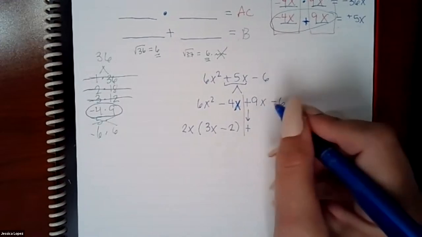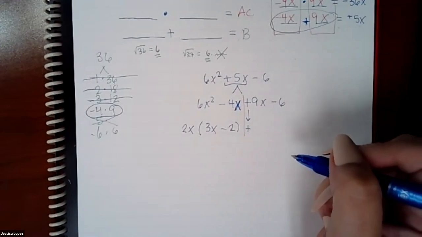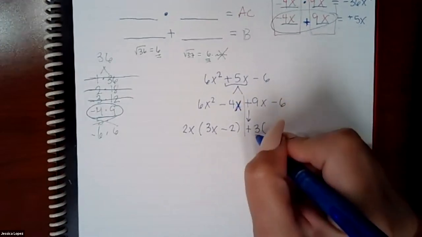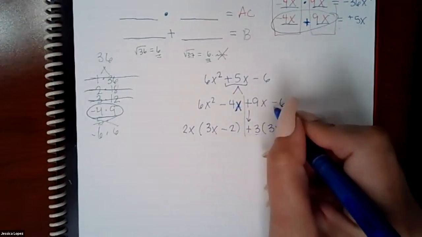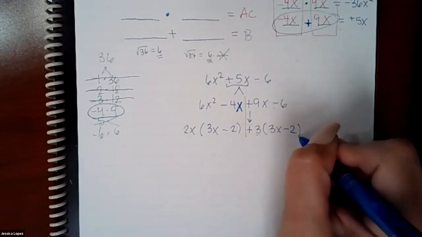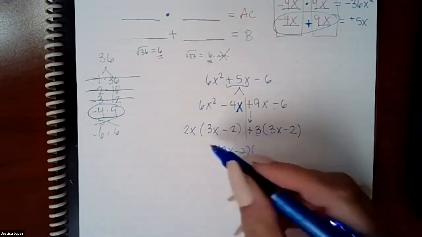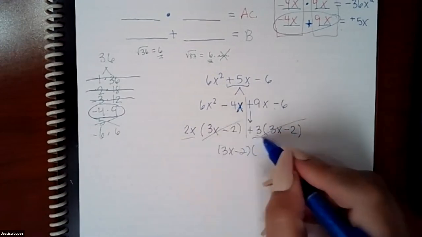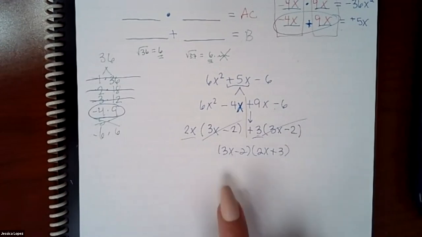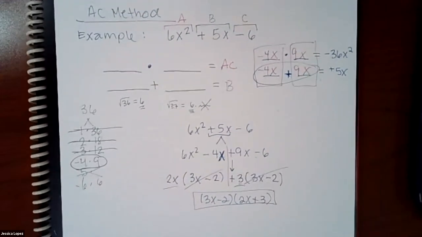What can I factor from these two? Anybody know? 3. Mm-hmm, 3. So when I divide this by a positive 3, I get positive 3x. When I divide negative 6 by a positive 3, I get negative 2. They have the 3x minus 2 in common. And if I were to factor that out, I'd be left with the 2x plus 3, okay?